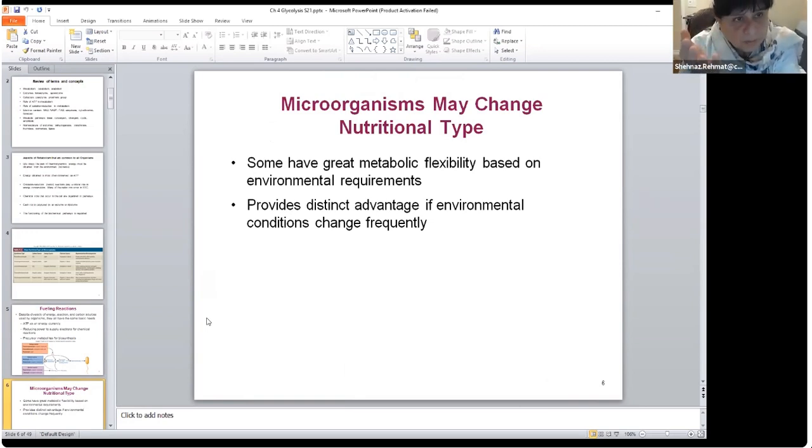Now, in microorganisms, when we talk about bacteria, some have great metabolic flexibility based on what the environment is.